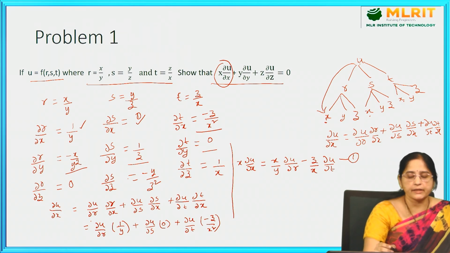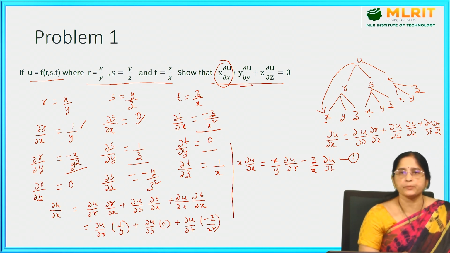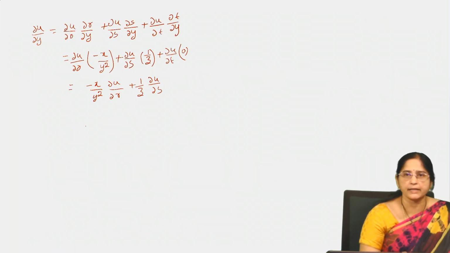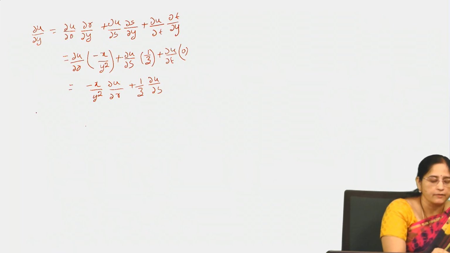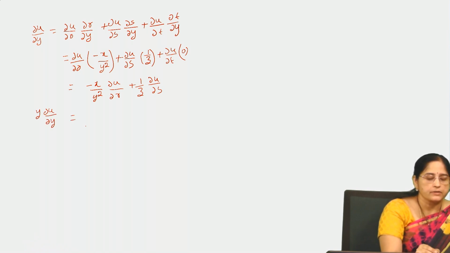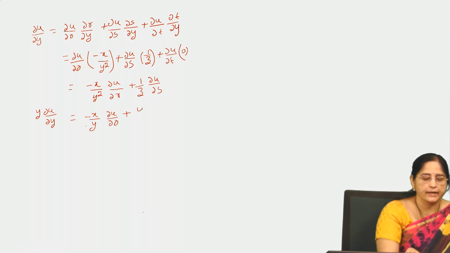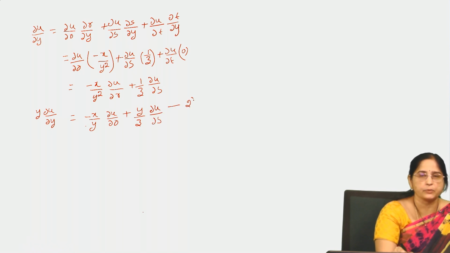So here we need y into dou u by dou y, that is why we have to multiply dou u by dou y with y. Therefore, y into dou u by dou y equal to, so this y cancels, we are getting minus x by y into dou u by dou r plus y by z into dou u by dou s. Take this as equation 2.